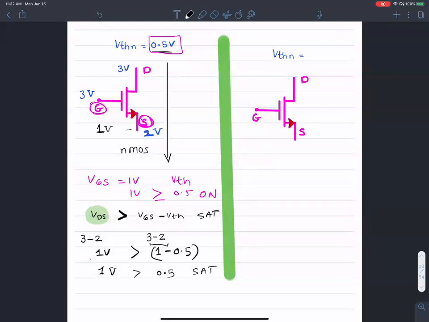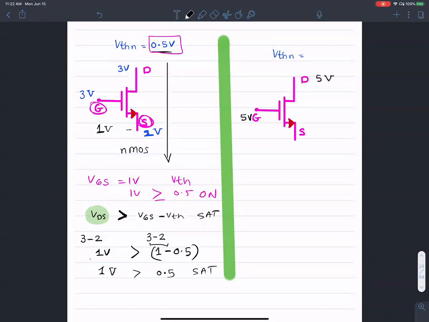Just pick any value that you want to pick. Maybe 5 volts for the gate. Gate is at 5 volts, okay. So drain voltage also maybe 5 volts. Drain voltage is also 5 volts, okay.